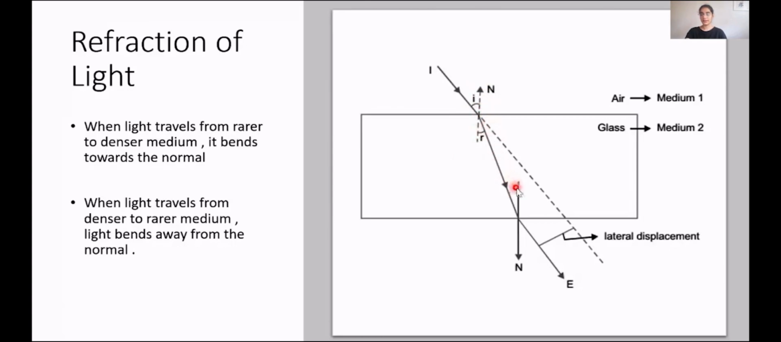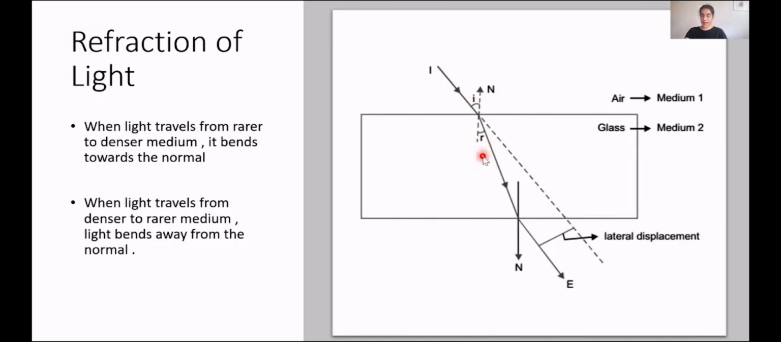If you see, this ray is the incident ray and it makes a certain angle of incidence with the normal. And then as soon as it penetrates the glass at the surface, it's going to bend towards the normal. So the angle of incidence is going to be greater than the angle of refraction.